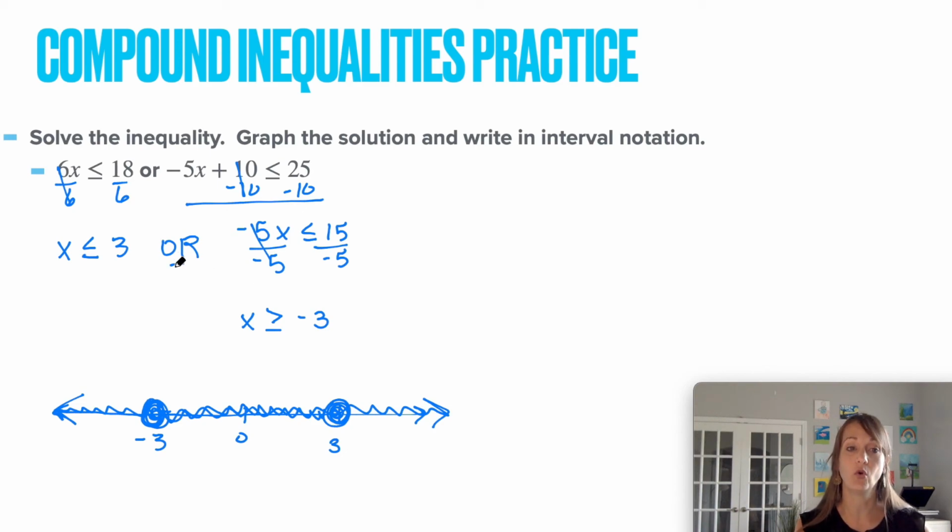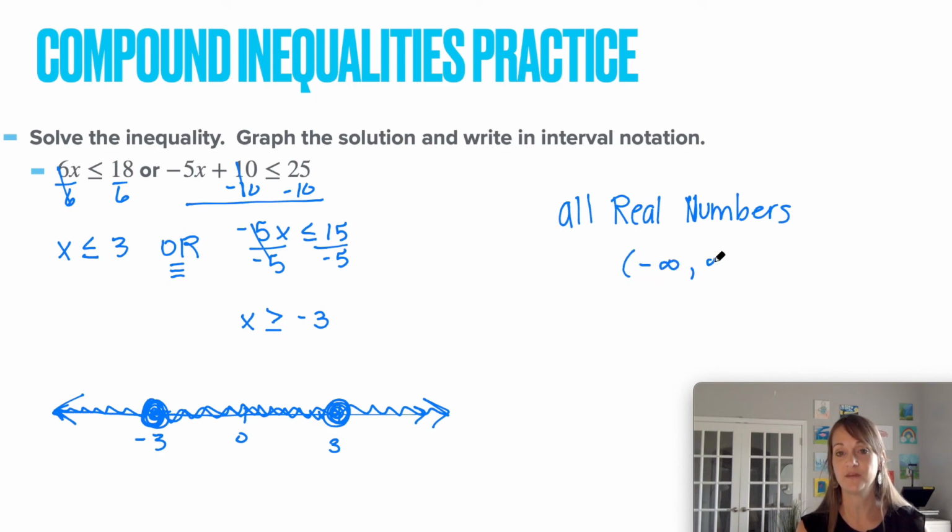But because this is an or, they overlap, and it could be anything that's less, or it can be anything from -3 and on. So since the entire number line is actually shaded in this case, your answer is all real numbers. You can write this as an interval notation. It would be everything from -infinity to infinity. And that concludes solving inequalities and compound inequalities.